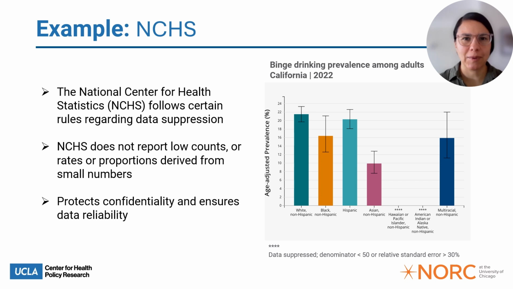What is considered a small population is generally application specific. For example, here we have data from the National Center for Health Statistics. This data is on binge drinking prevalence among adults in California, and we have this data disaggregated by race. So notice here we have two categories that were not reported, and this is because NCHS does not report counts or any rates or proportions that are derived from small numbers. In this case, the rule is they don't want to report anything that has a denominator that is less than 50. This can change depending on your specific application, but in general, this is a good rule to follow to protect confidentiality and to ensure data reliability.